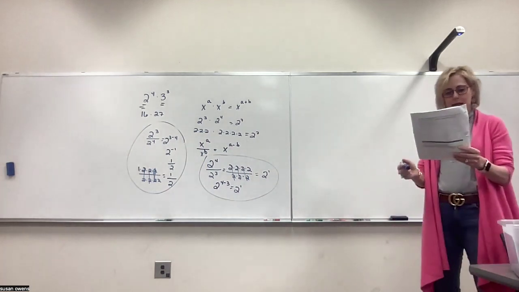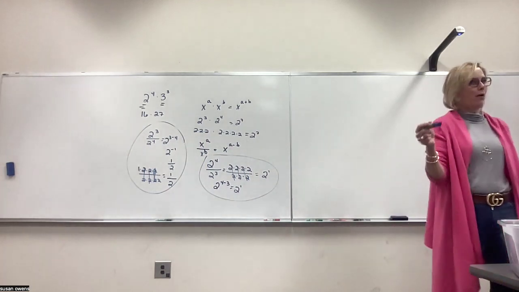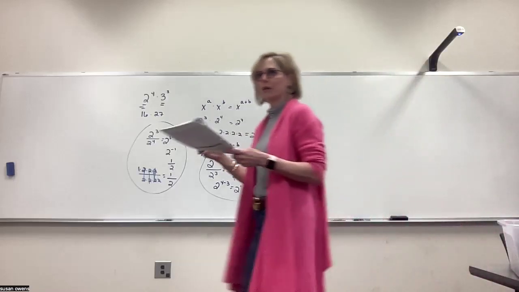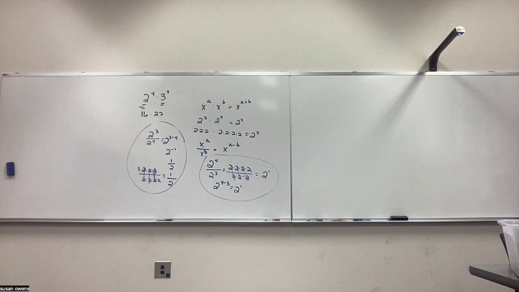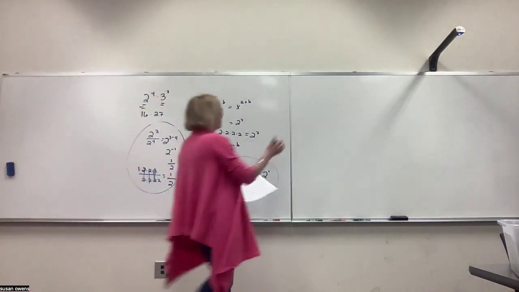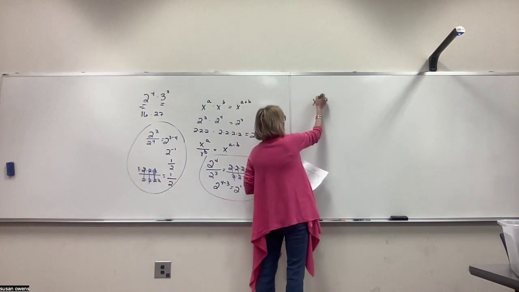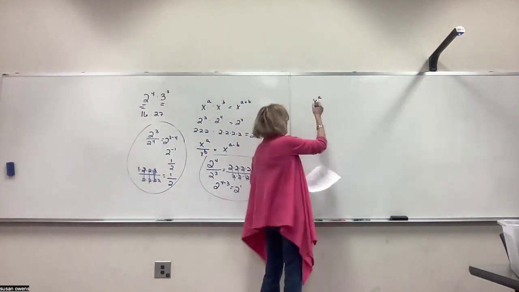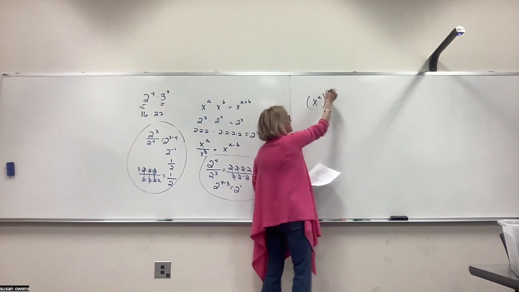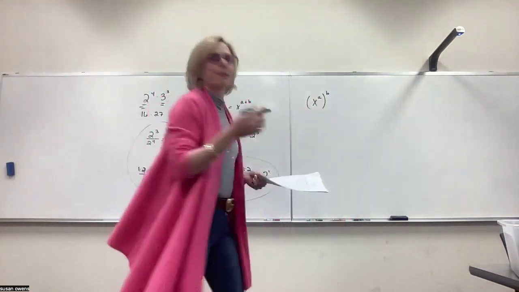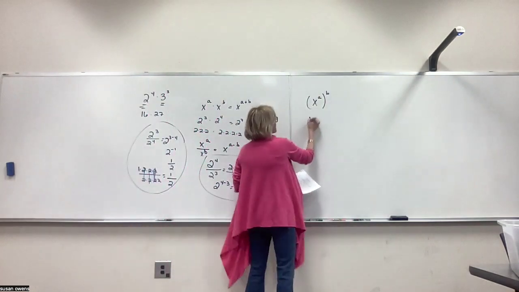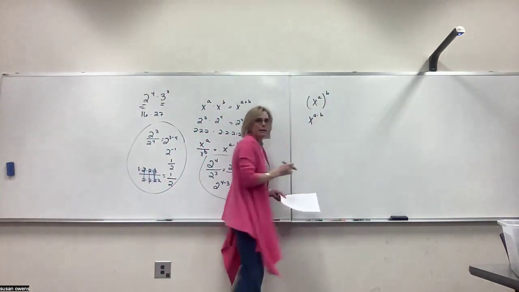Okay, and then we have power to a power. Now, when we start doing logarithms, we're going to come back and talk about this power to a power rule a lot. Okay, so the power to a power rule says if I have some variable with a base to an exponent and I'm taking it to a power, we multiply the exponents. So x to the a times b.